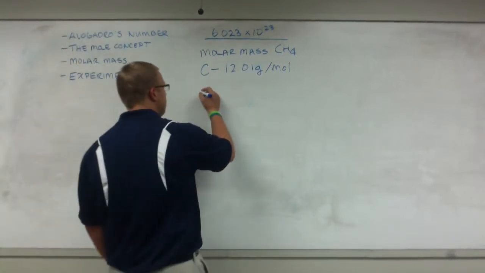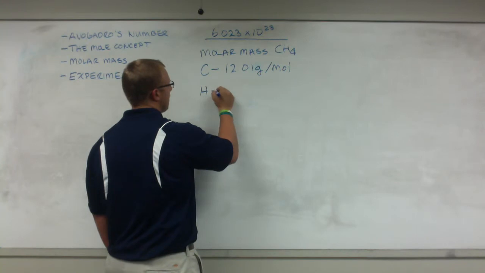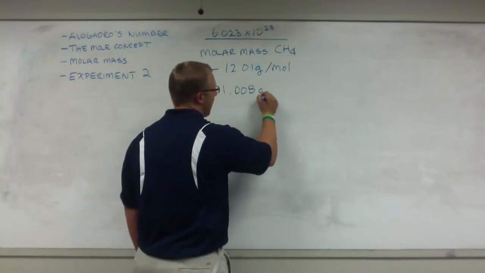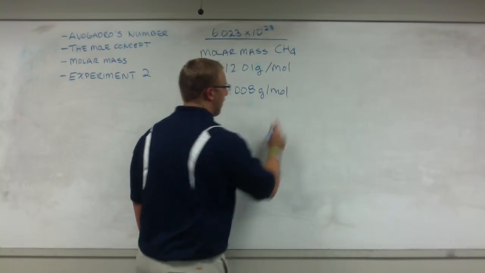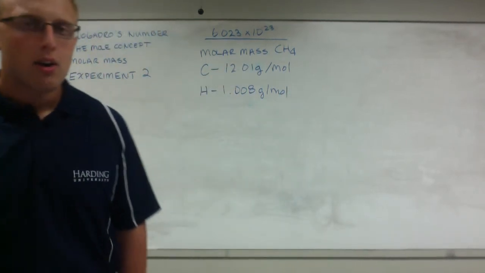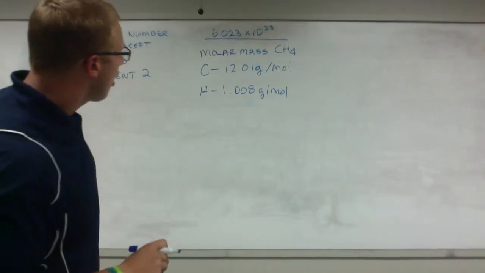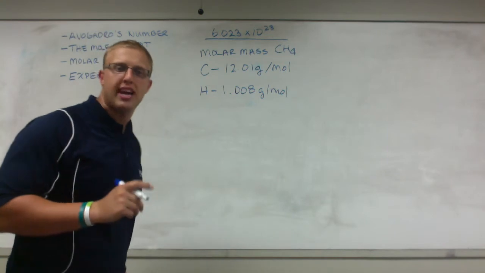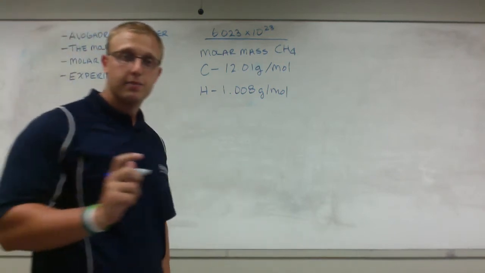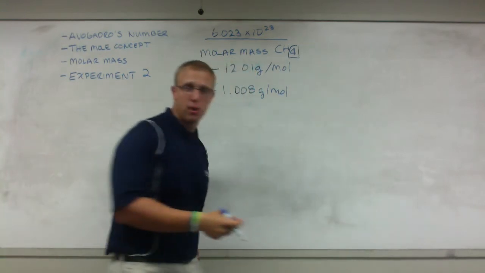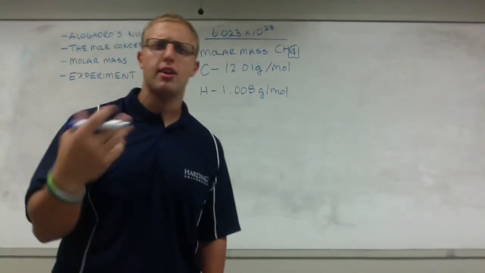So hydrogen has 1.008 grams per mole, right? I get that from the periodic table, and that's the atomic mass, right? So we have the molar masses of each of our two component elements, right? But if you notice this number, that number is what we call a subscript.